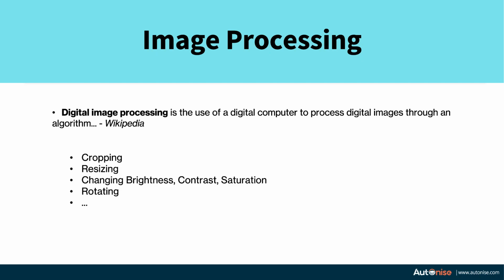While writing your own code, you can only do digital image processing because you already have your images. Inside digital image processing, there are a lot of algorithms. We are only going to see some of them today. So we are going to focus on cropping, resizing, changing the brightness, contrast, saturation, rotating, and some more features as well. So let's start.